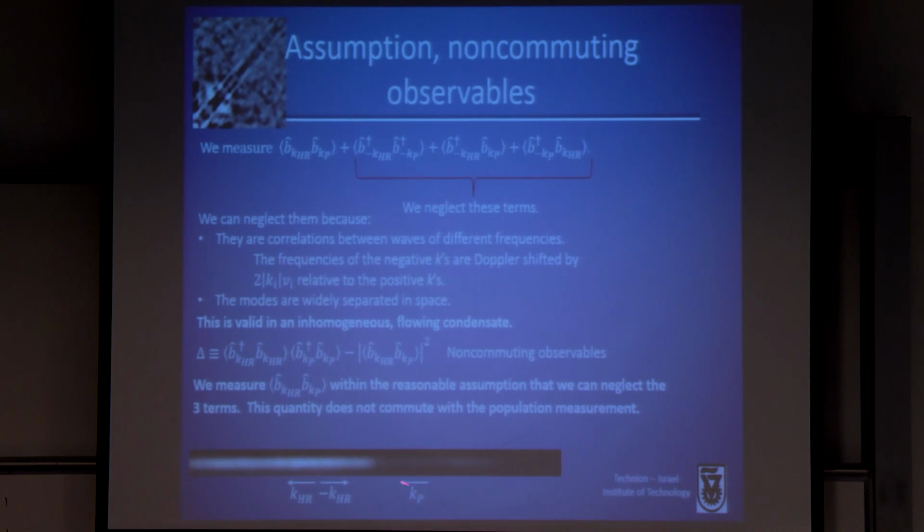Hawking radiation certainly wouldn't correlate these two waves. So this method of measuring entanglement is valid in an inhomogeneous flowing condensate. This is not a general method for measuring entanglement.